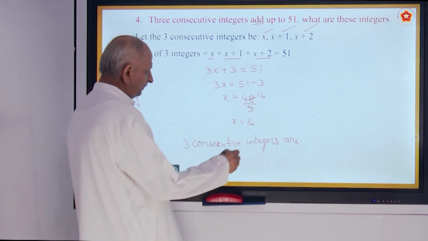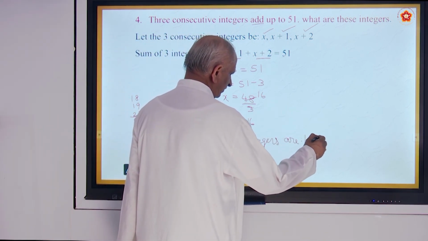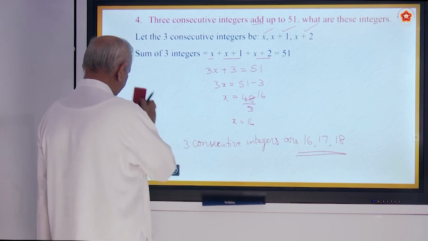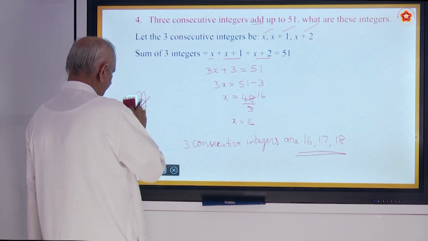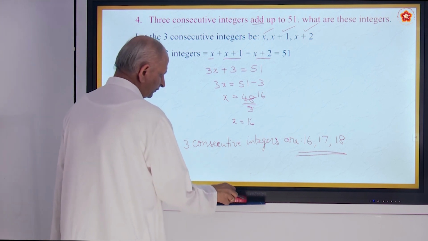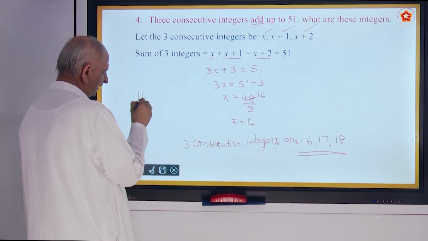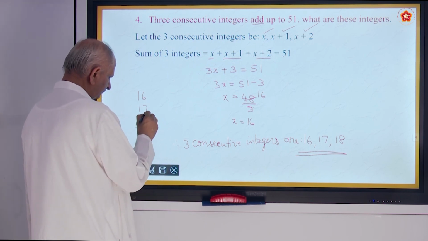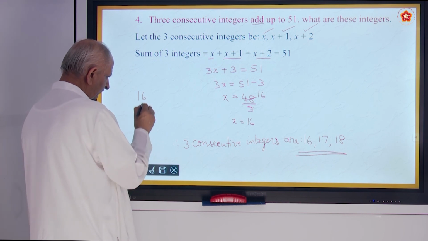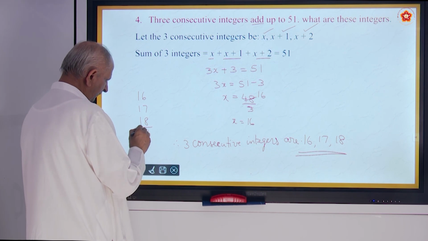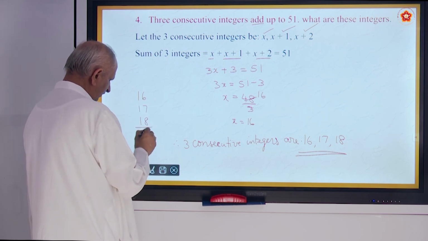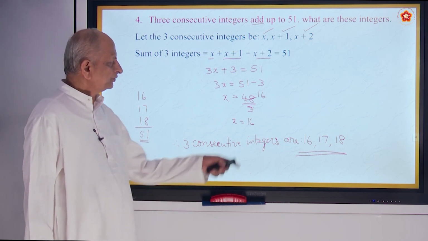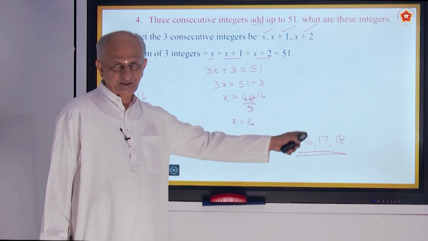So, the first integer will be 16, second will be 17, third will be 18. If you add all these, how much do you get? x is 16, x plus 1 is 17, x plus 2 is 18. Add it: 6 plus 7 is 13 plus 8, 21; 1 plus 1 plus 1 plus 2 is 5, so 51. That is the verification. So, the three numbers are 16, 17 and 18.